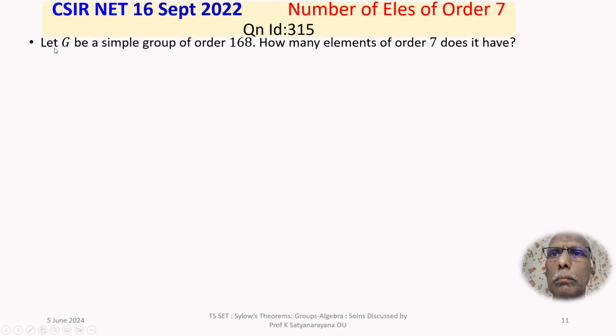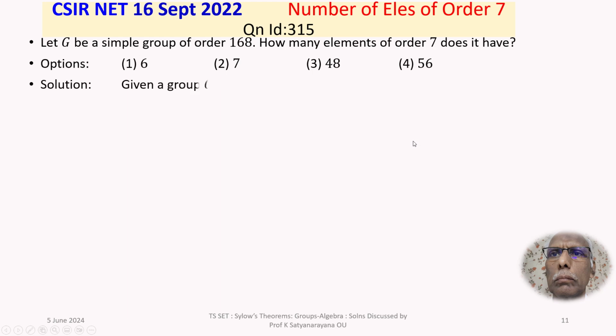Let G be a simple group of order 168. So, we have a group of order 168, and that is G, and G is given to be simple. How many elements of order 7 does it have? We are given 4 options. So, G is given to be simple, and its order is 168.